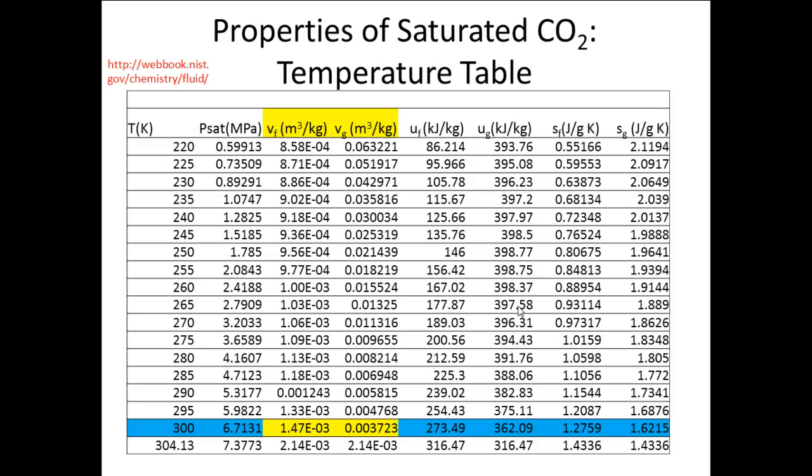Okay, so now let's try to read off the specific volume of CO2 under these conditions. So let's take a look at the table. We see that we actually have two different values of specific volume listed, V sub F and V sub G. V sub F is the property of the saturated liquid, V sub G is the property of the saturated vapor. Similarly, we have two values listed for S sub F and S sub G. So what can we do?